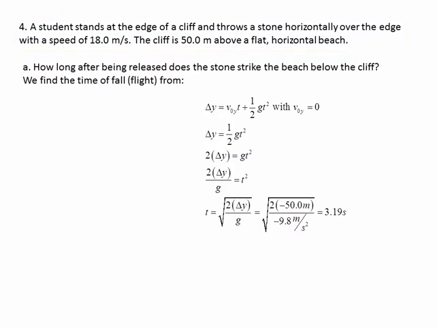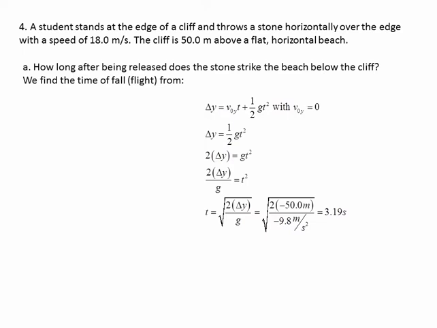The first part is how long after being released does the stone strike the beach below the cliff. So what we're looking for is the total time of flight that it takes for the stone to make that distance of 50 meters. The second part of the problem is going to ask us to solve for the velocity vector of the stone. So let's take a look at part A. How long after being released does the stone strike the beach below the cliff?